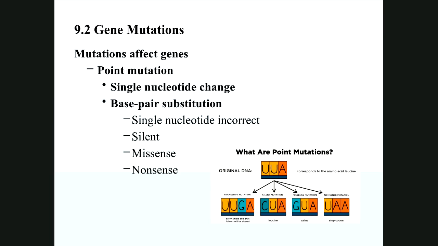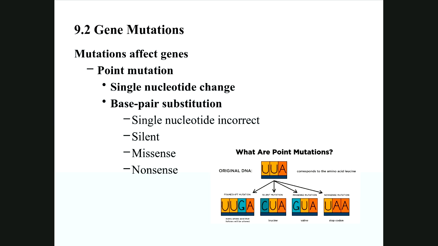So one of the types of mutations that we need to talk about is a point mutation. And that's exactly what it sounds like. It's one point on the genome that has changed. This is a single nucleotide change, and so in other words, only one letter of a base pair is changed. So if we look at this, I'll bring it up larger here so we can look at these examples.